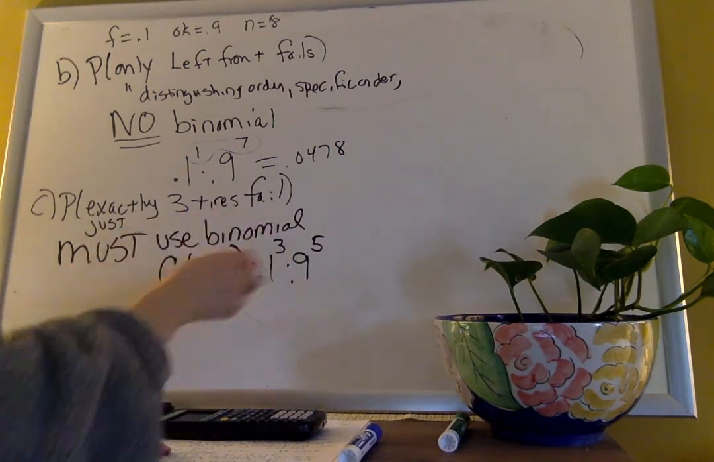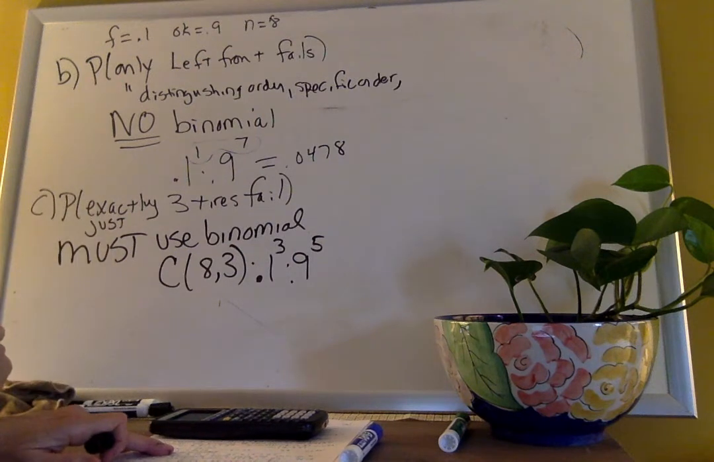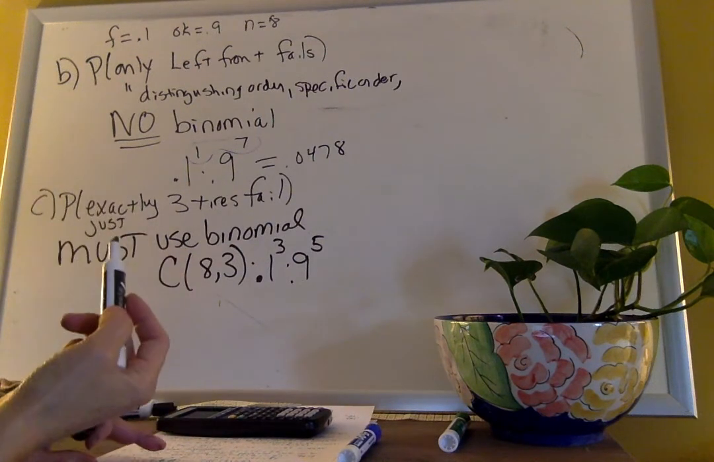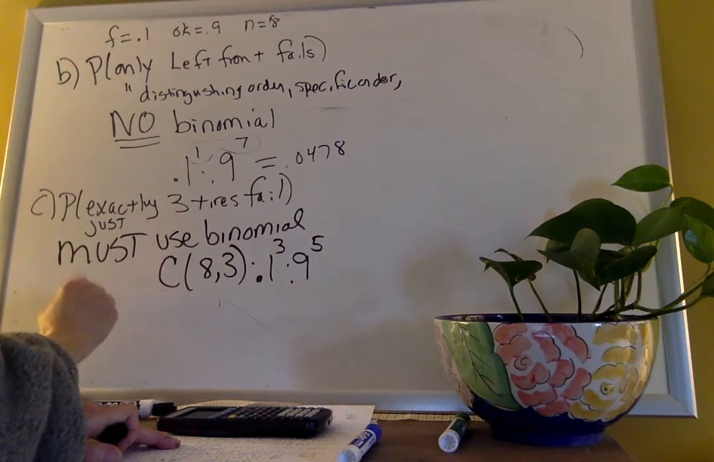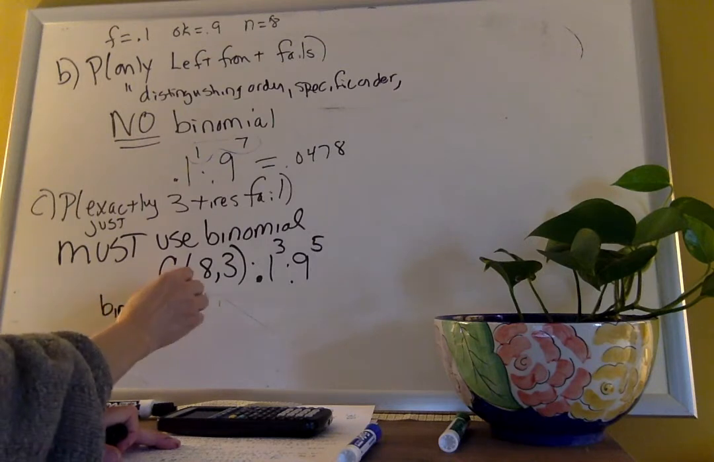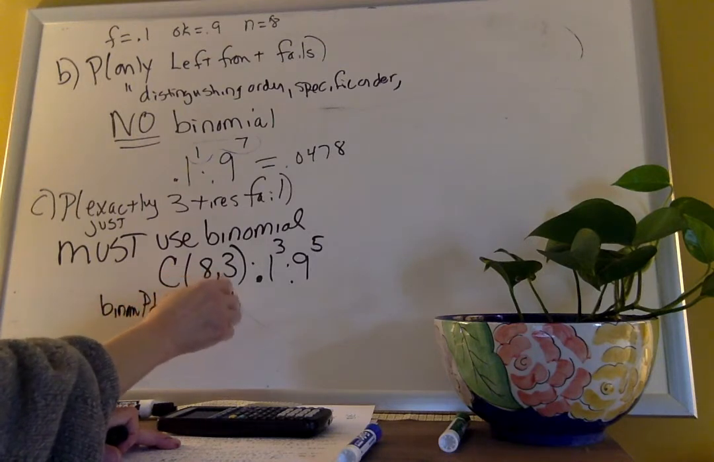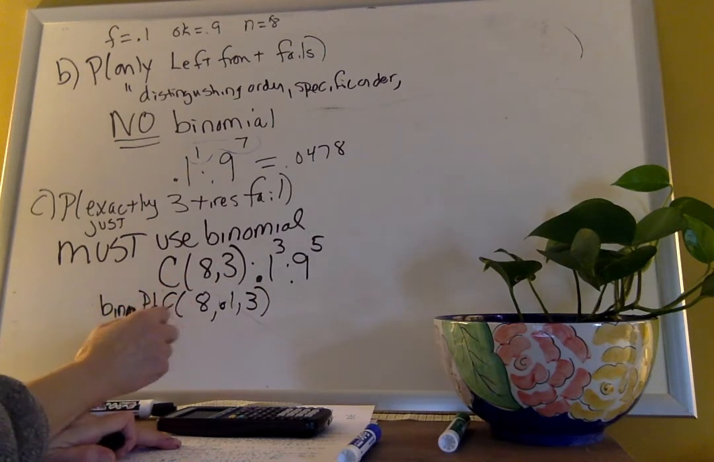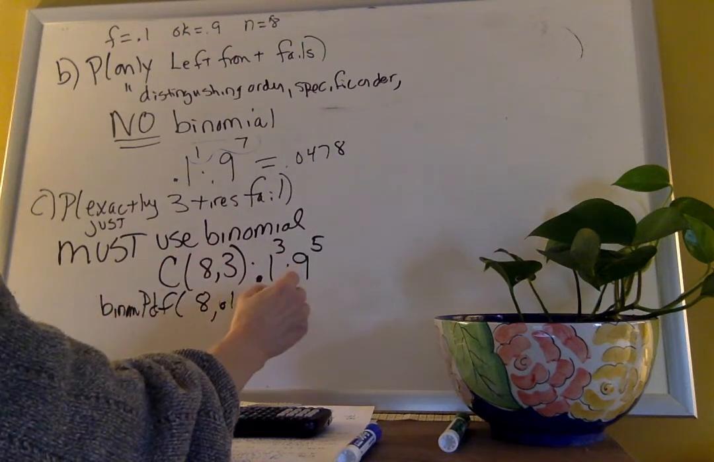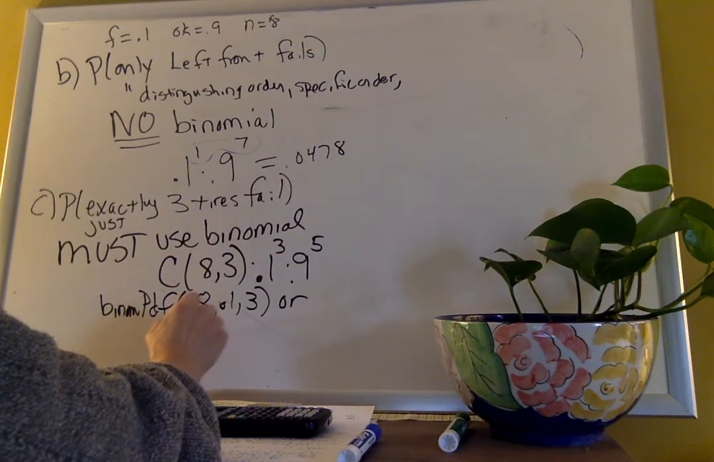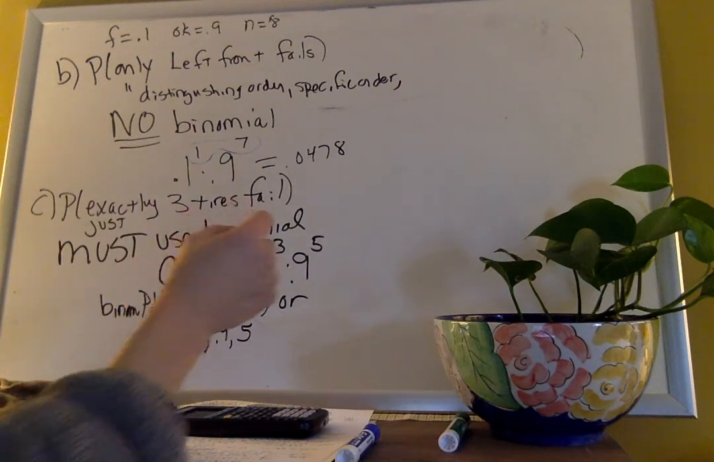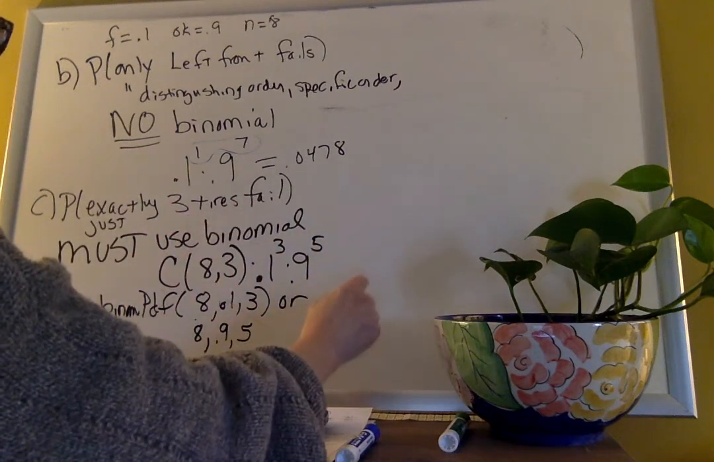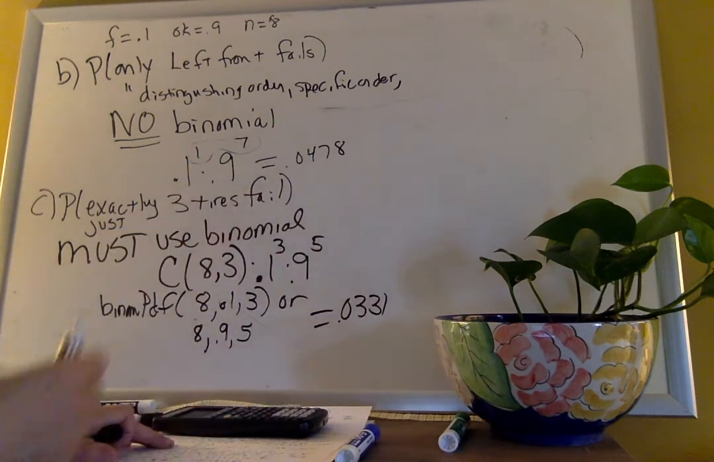But again, we have a quick formula programmed into our calculator that's going to do that for us. So you can run the Binomial PDF. You can run it 8, 0.1, 3. Again, the commas are for the old calculator. Or you could write it as 8, 0.9, 5. No matter, you should get 0.0331.